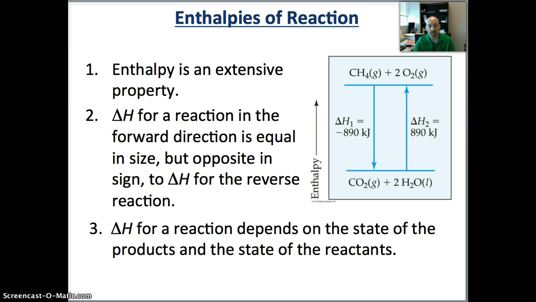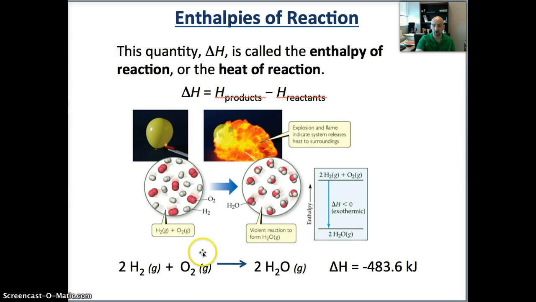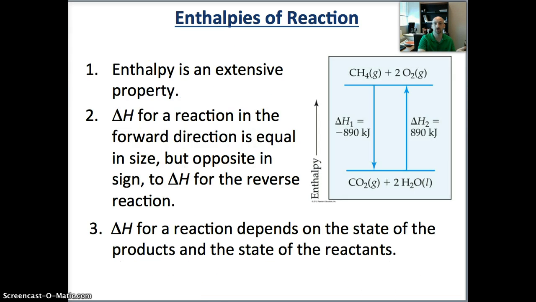So when we're talking about the enthalpies of a reaction, enthalpy is an extensive property, which means it's dependent on the amount of material. We defined that back in chapter 1. Well, there are really a couple of things here that we need to know. One is that enthalpy is an extensive property, it depends on how much of the material is available. Secondly, delta H for a reaction in the forward direction is equal in size, but opposite in sign, to delta H for the reverse reaction. So if we go back quickly, the reverse reaction of water breaking down to hydrogen gas and oxygen gas is going to be a positive 483.6 kilojoules. So back and forth.